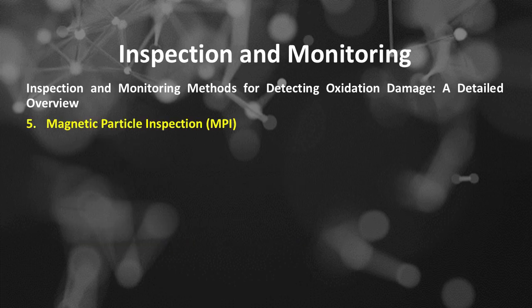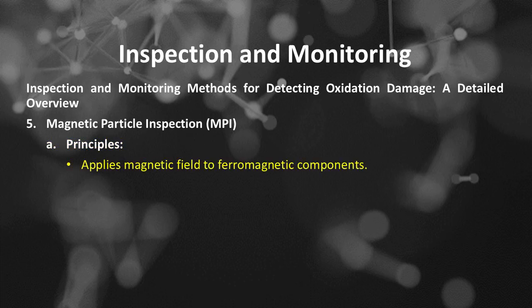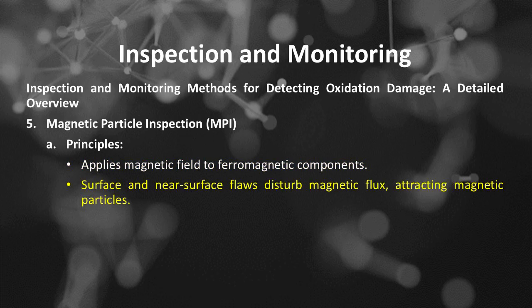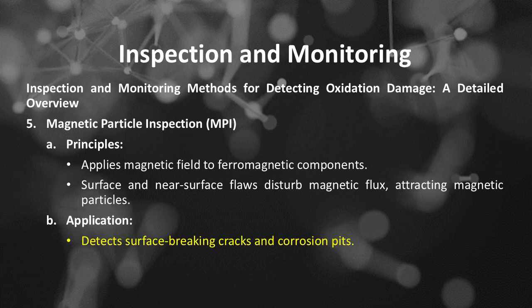Inspection and monitoring methods for detecting oxidation damage. Number 5 is magnetic particle inspection, or MPI. Magnetic particle inspection principles include applying a magnetic field to ferromagnetic components. Surface and near-surface flaws disturb magnetic flux, attracting magnetic particles. Magnetic particle inspection application includes detecting surface-breaking cracks and corrosion pits.